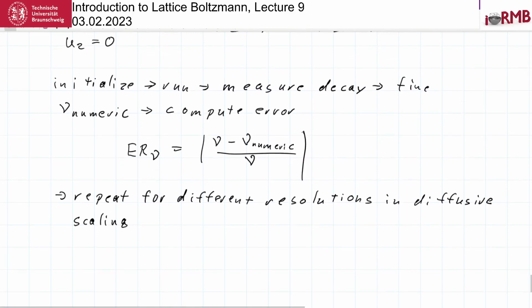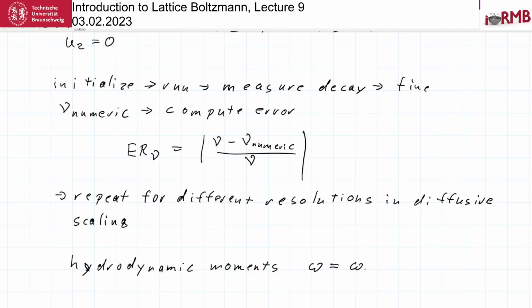Okay, and now what is important: we set the hydrodynamic moments, the non-conserved ones, of course. For the hydrodynamic moments we set omega to the BGK value. And all the ghost moments, all ghosts, we set them to 1 to see what happens.